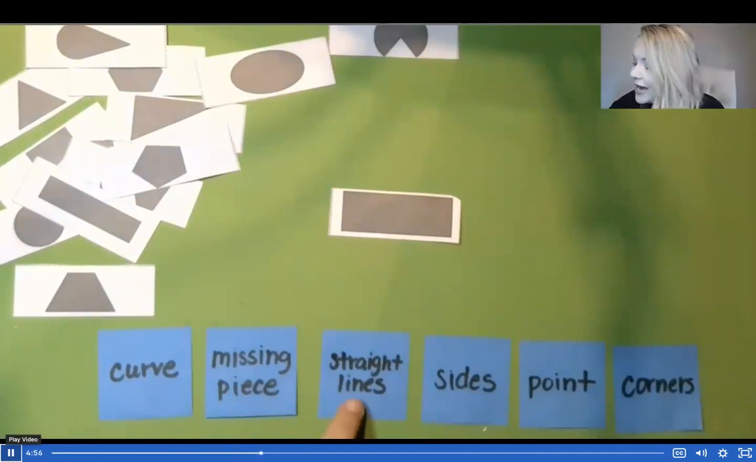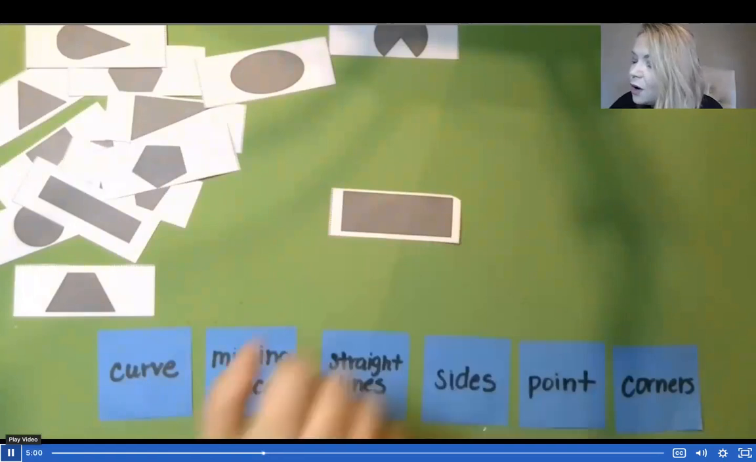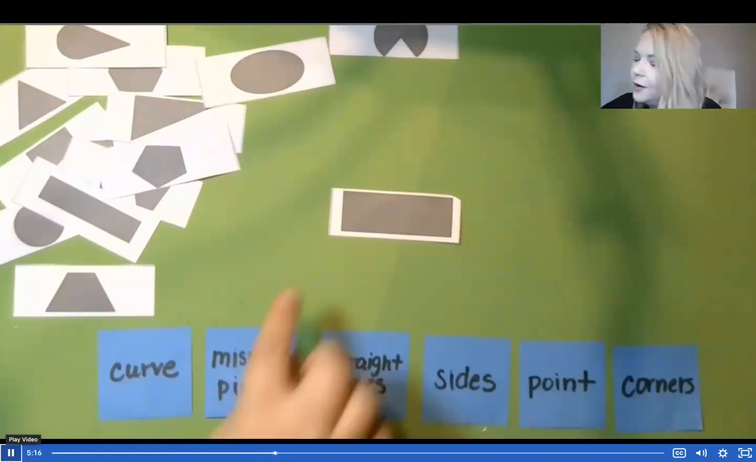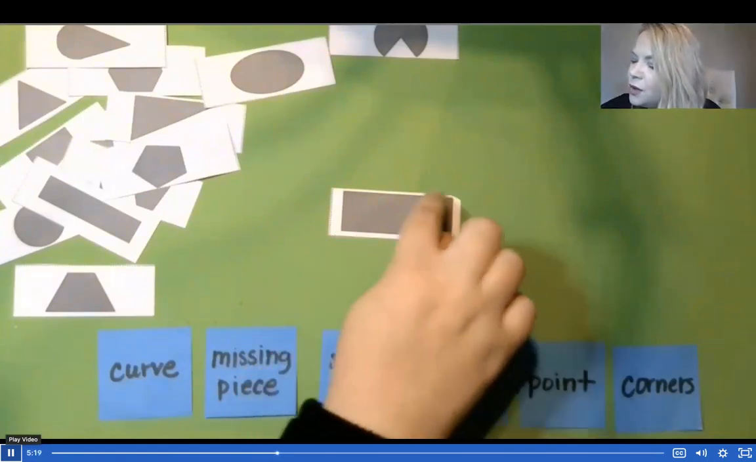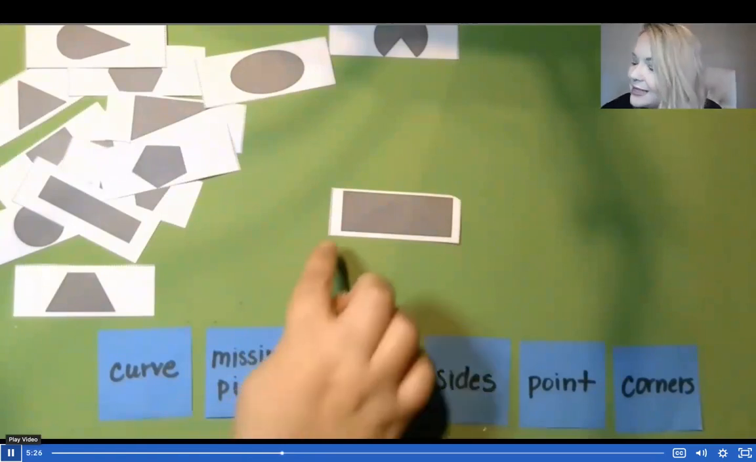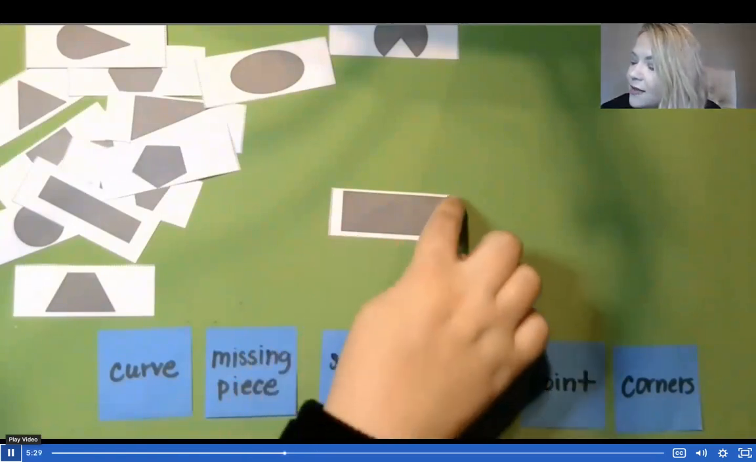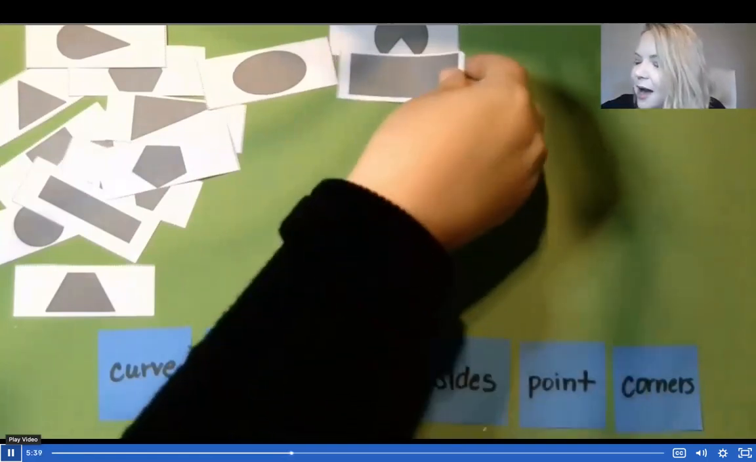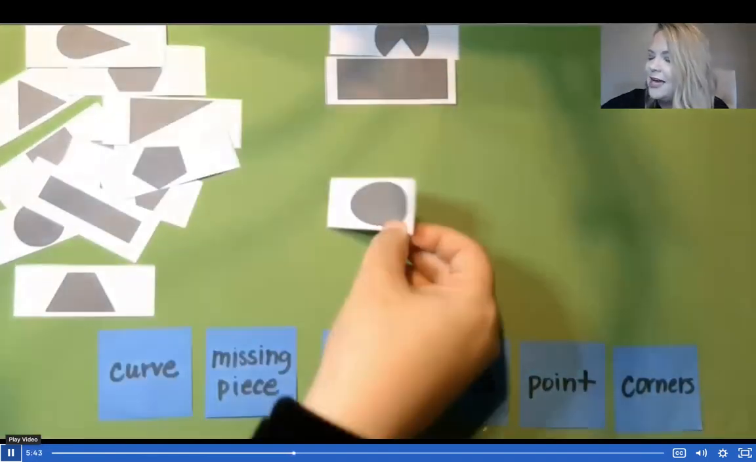Maybe you notice that it has straight lines. Or maybe you called those straight lines sides. How many sides does this shape have? 4. Let's count them together. 1, 2, 3, 4. I noticed that this side is longer than this side. Did you notice that as well? Very good. Let's put this shape up top and find this shape.